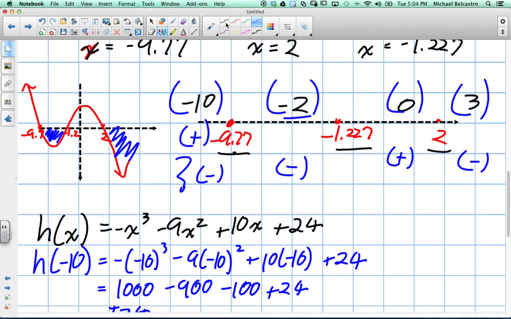So when x is less than negative 1.227 and greater than negative 9.77, and the other one is when x is greater than 2. Does that make sense there?